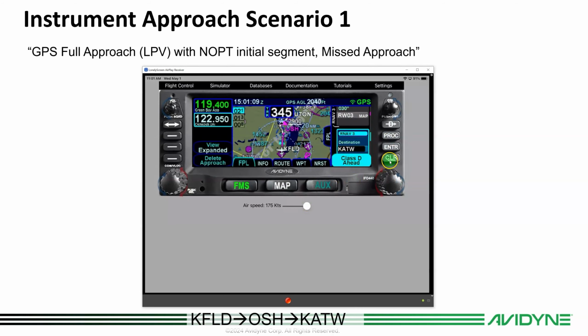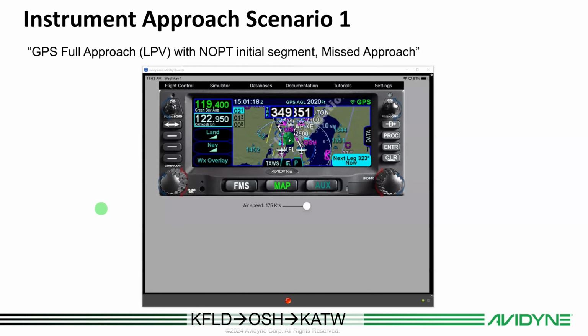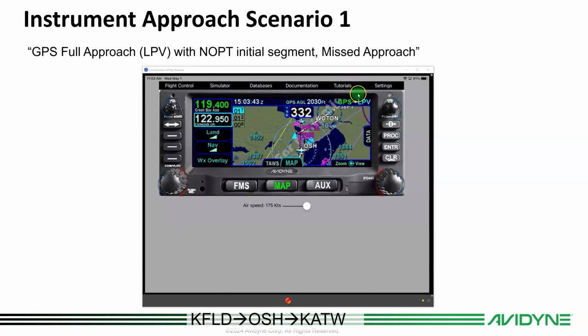All right, so now our RNAV3 is loaded. Got our approach loaded, and off we go. Okay, so after we cross the IAF OSH, you'll see that the GPS will move to a GPS with LPV armed, because we're starting our procedure. There you go. Now you've got your GPS to LPV. That confirms we're going to fly the LPV.